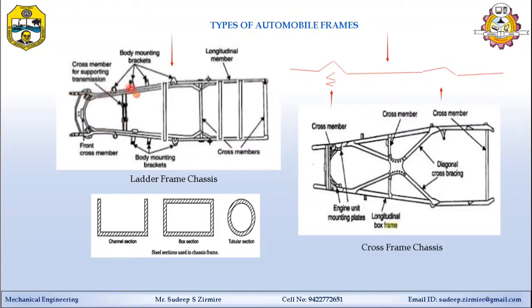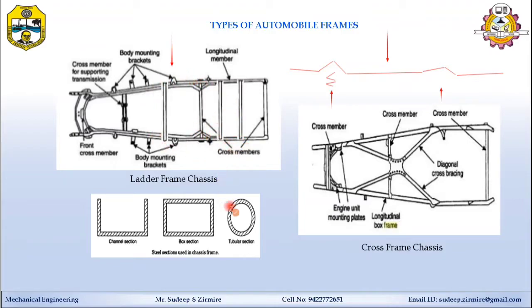Later, this frame is narrow at the front side. So at the time of turning, it provides the space for the turning of the wheel assembly. For that purpose it is made narrow at the front side. Later you can see it is larger.